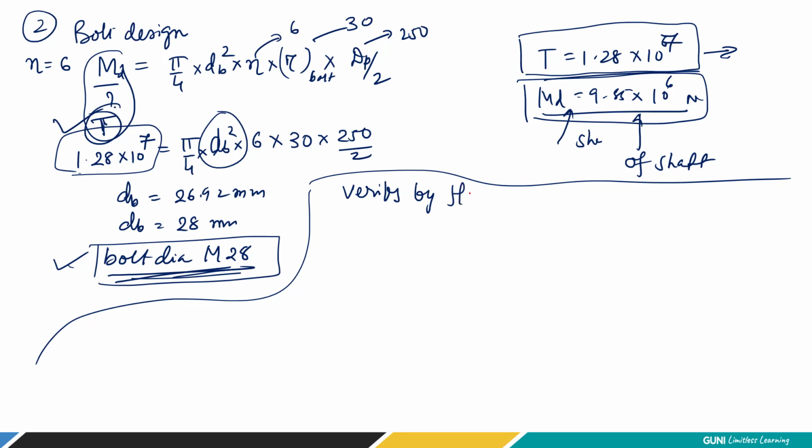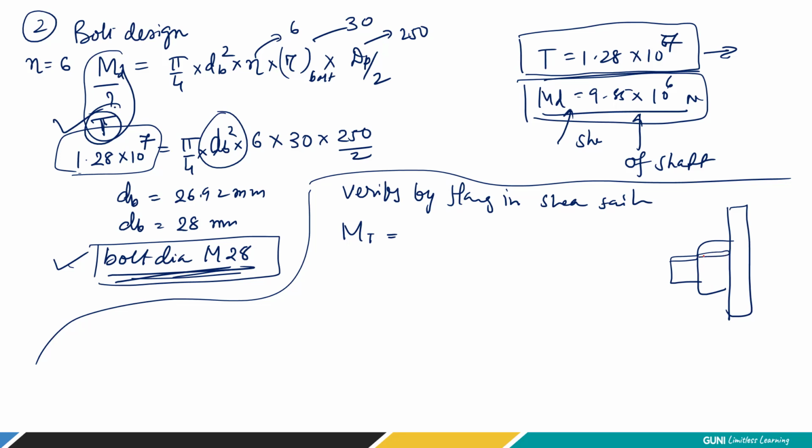Verifying the flange in shear failure, we have to do that, right? So here we have to consider the maximum torque, because in the flange, let me draw over here. This is the flange, this is the hub and this is the shaft. In the shaft there is a keyway, in the hub there is a keyway, but the flange is a joint over here at this location. So there is no keyway here, right? So the maximum torque which can be transferred if there is no key is 1.28 × 10^7. That value we have to consider, right?